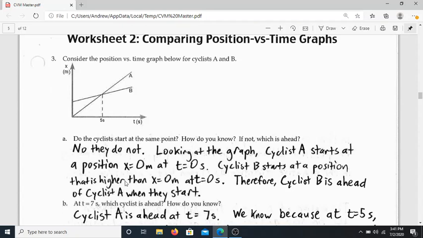I don't like saying higher because it makes you think that it's like on top of it. So instead, I want you to say cyclist B starts at a position that is in front of cyclist A, or farther forward than x equals 0 meters. So when it all comes down, cyclist B is ahead of cyclist A when they start.